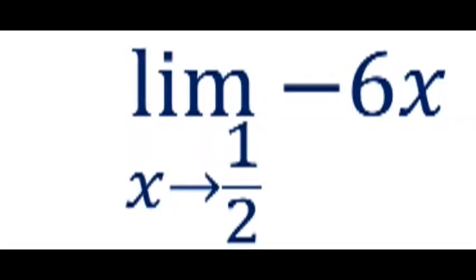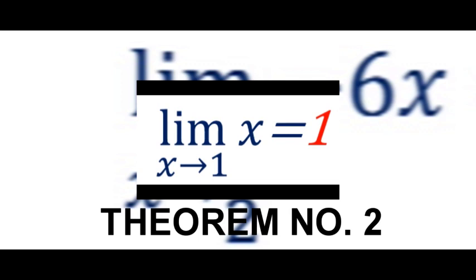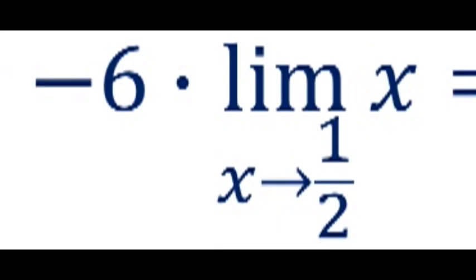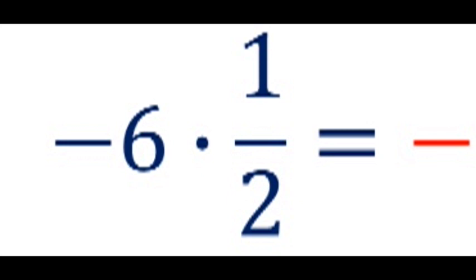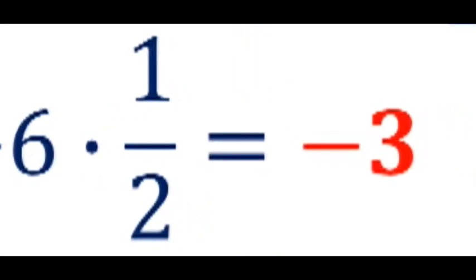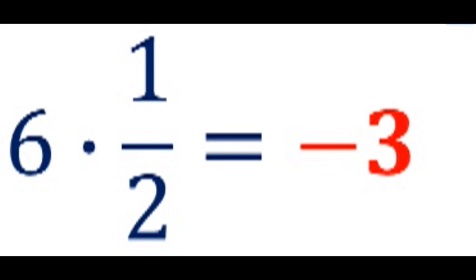Number 2, limit of negative 6x as x approaches 1/2. In the problem, the constant is negative 6, so you have to move that in front and then go back to theorem number 2. Negative 6 is in front already, so the limit of x as x approaches 1/2. Simplify the limit of x as x approaches 1/2, it gives you 1/2. And then negative 6 times 1/2 is equal to negative 3.